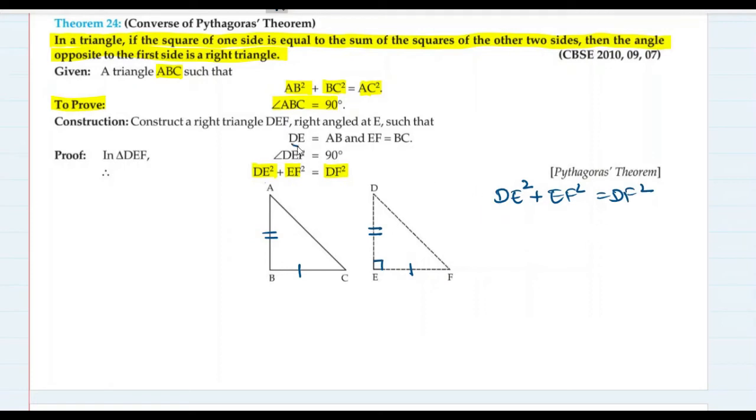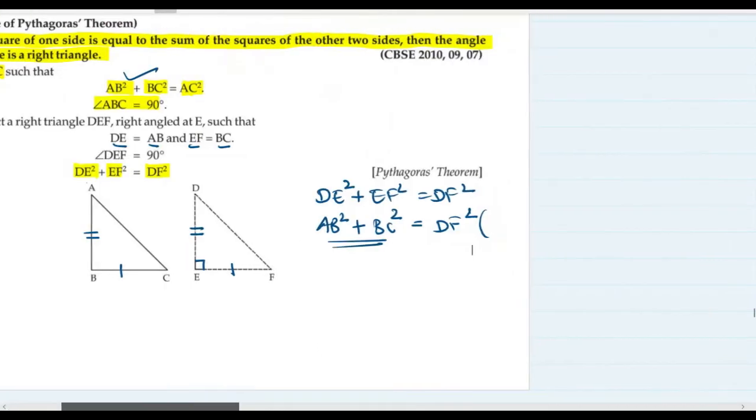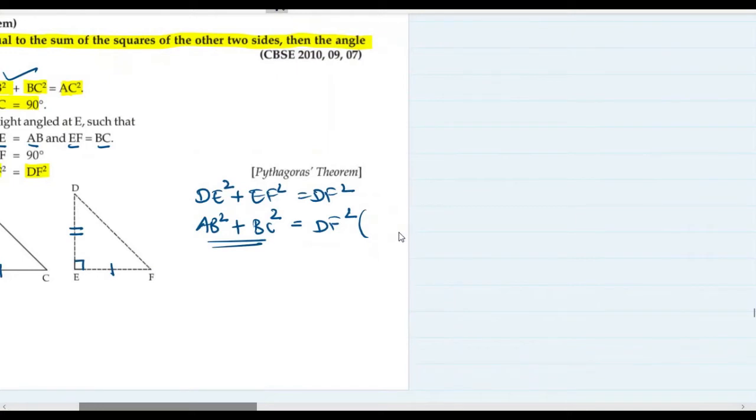But we know that DE is equal to AB. So in the place of DE square, can I write AB square? Yes. And in the place of EF square, can I write BC square? Because EF is equal to BC. Yes. So AB square plus BC square is equal to DF square. But what is AB square plus BC square? AC square. So can I replace? Here I can give a reason. Why did I replace DE by AB and EF by BC? Since DE is equal to AB and EF is equal to BC.